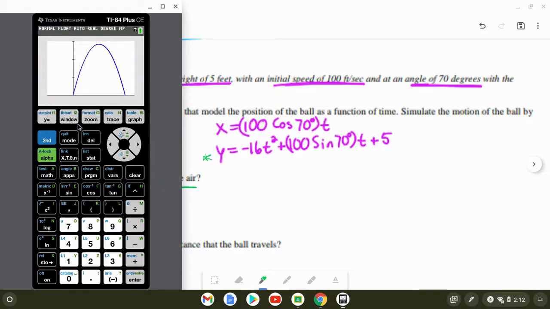Okay, how long was this ball in the air? Let's go second trace. We're going 0. And again, let's go 4. And then 6.5. Perfect. Send it in the middle. So the ball was in the air for 5.9 seconds.